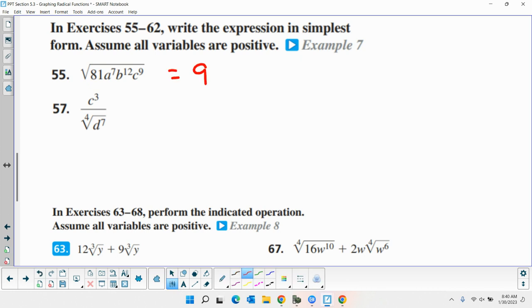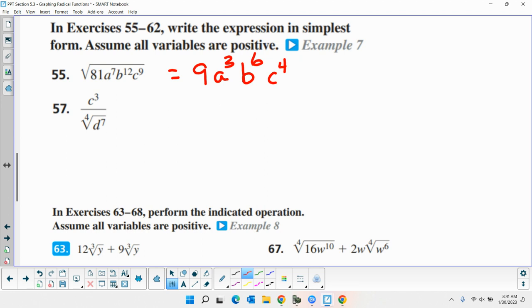All right. So how many groups of 2 A's are in 7 A's? 3 groups, right? You with me? That's 6 of them. So since there's 3 groups of 2 A's, that means that's A to the third. Okay. How many groups of 2 of the B's? 6. This is 12 divided by 2, right? There won't be any B's left over. How many groups of 2 C's in 9 C's? 4, right?